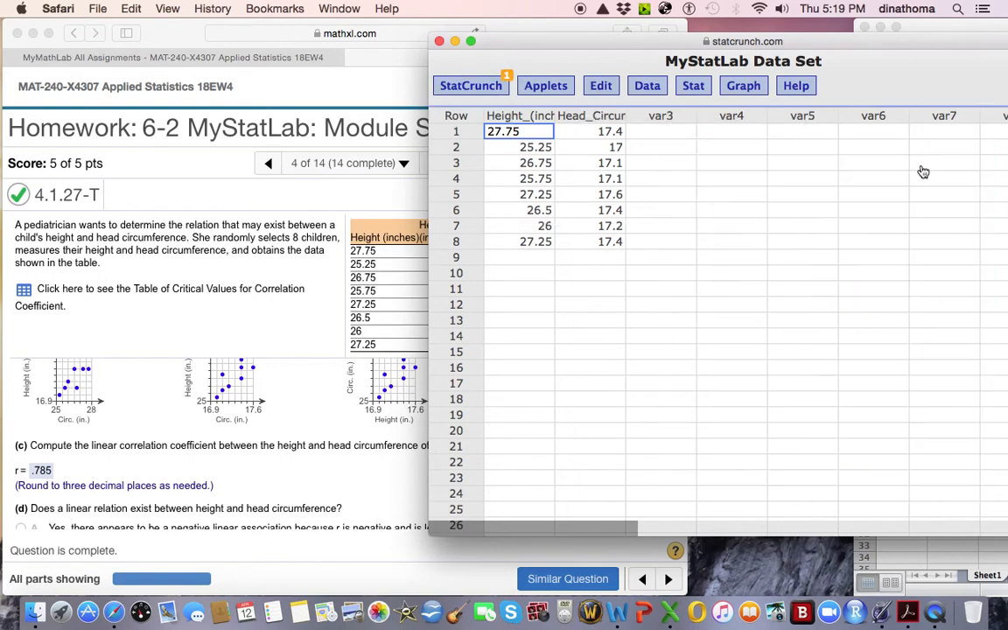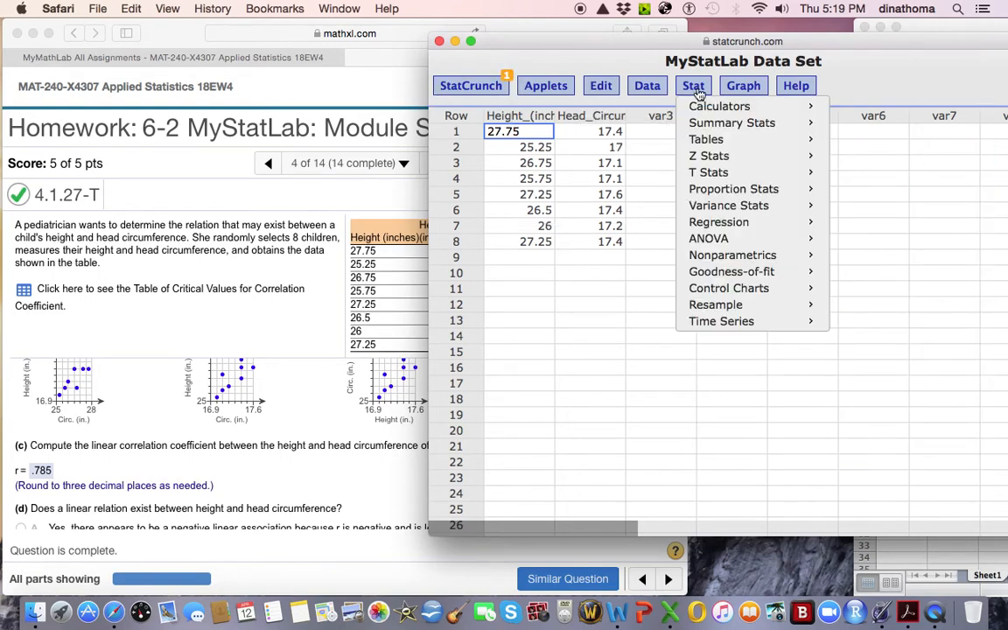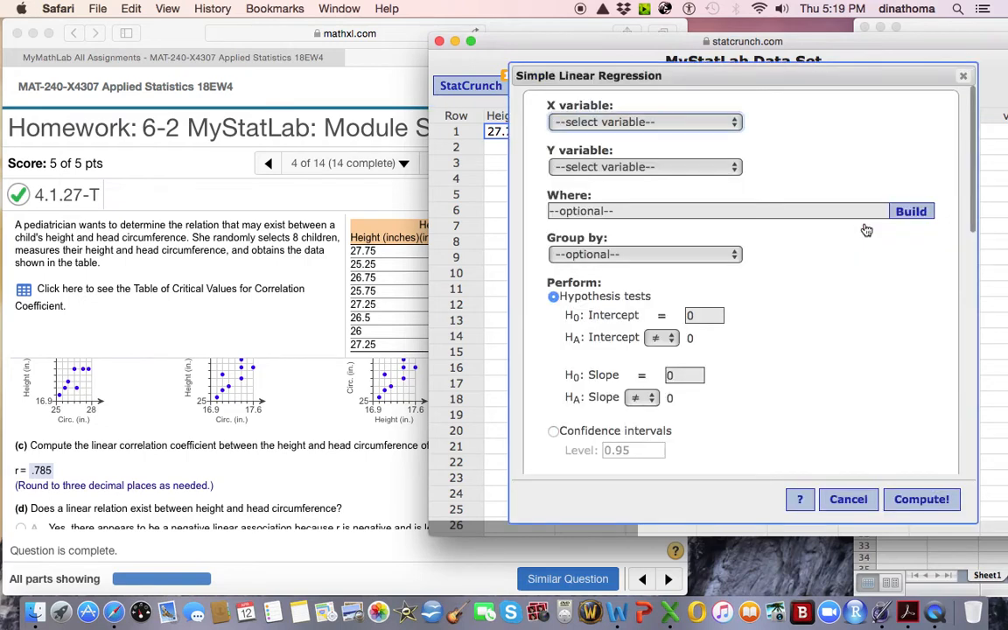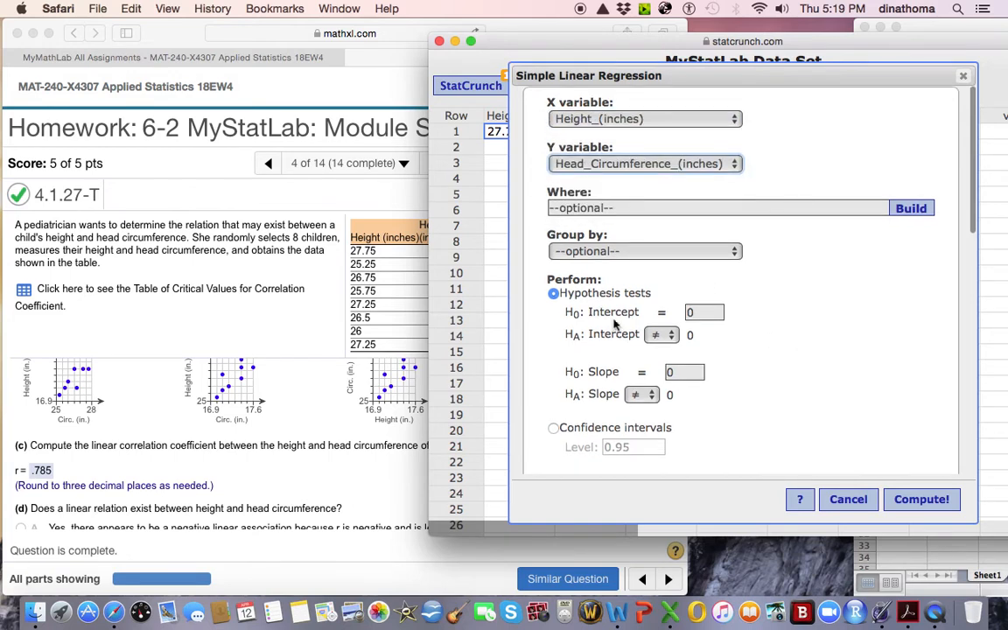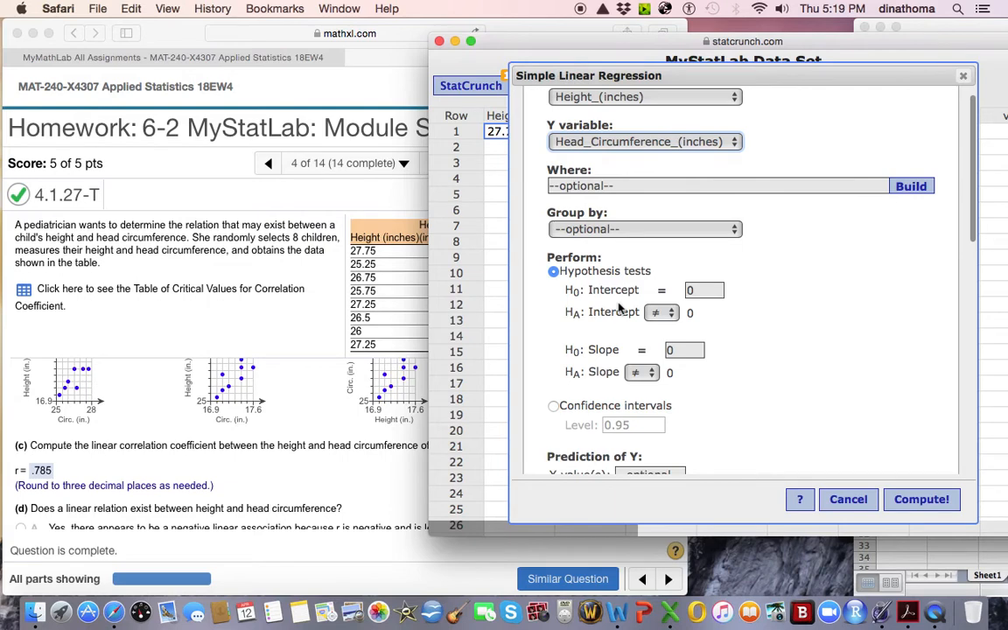So shrink this down. To do that, we're going to click on Stat. This week we're doing Simple Linear regression, and next week we'll also do some Simple Linear, but we'll also do Multiple Linear. So when we go to Multiple Regression next week, all you're going to do is click on Multiple Linear Regression. For now, we're in Simple Linear. Our X variable was our height. Our Y variable is our head circumference. Hypothesis test, we'll talk about a little bit this week, but we're really getting into this next week.